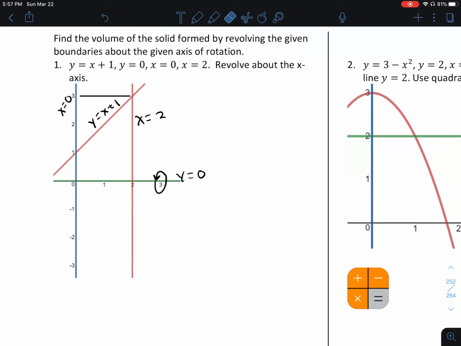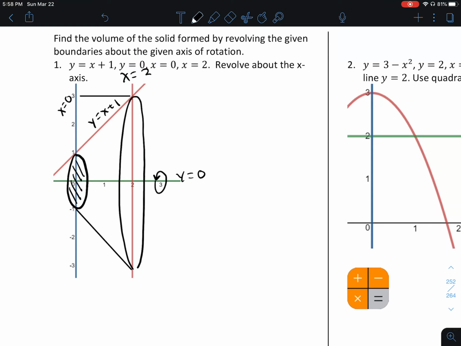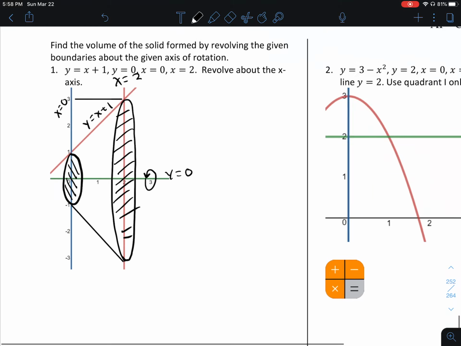When we're done with this, we're going to end up with both the top and the bottom of this are going to be circles. This overall shape was going to be kind of like a lampshade. Hopefully you can visualize it with my shading.